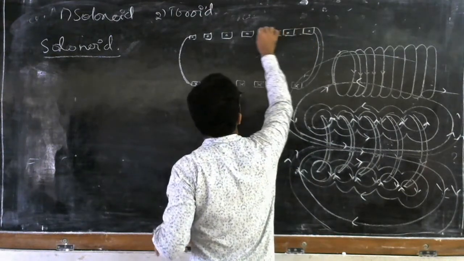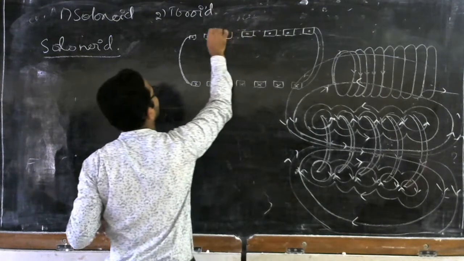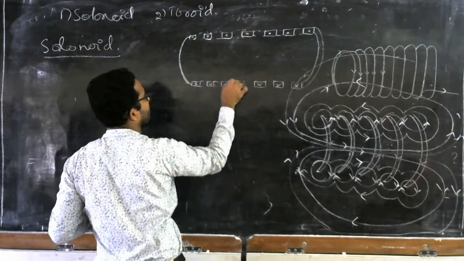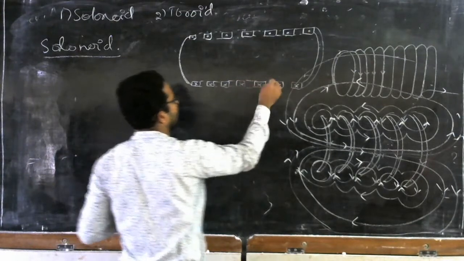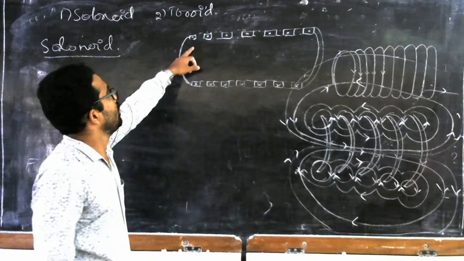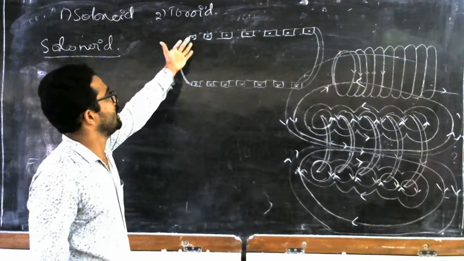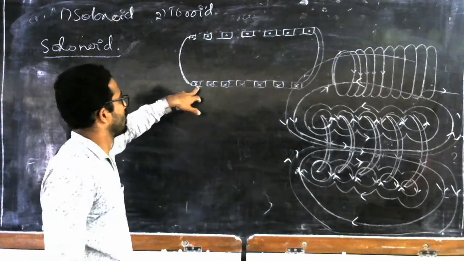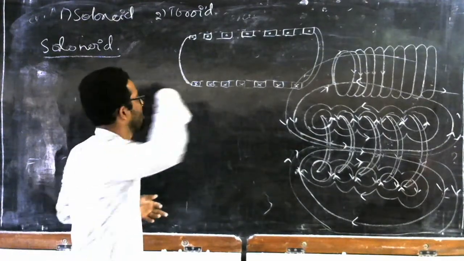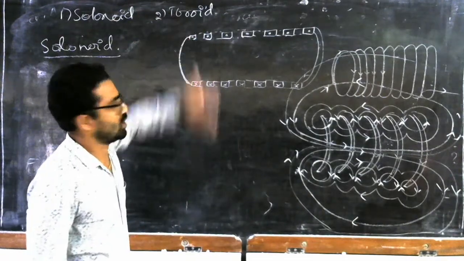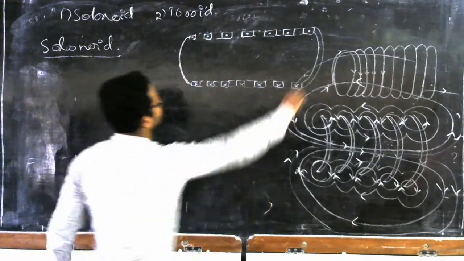So these are the dots and crosses. Dots and crosses are the indication for the magnetic field. Here you can say a dot indicates that the wire is coming out of this plane, and a cross indicates that the wire is going into this plane. So we have got the cross section here. This is the cross section.